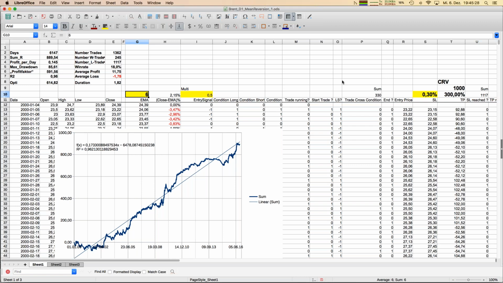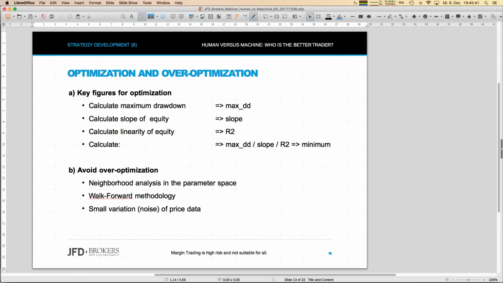So we are able to calculate equities, for example, here in Excel. And we have those key figures like my opti, and opti is exactly that equation I wrote down last. So we can do things in Excel, and we have to avoid over optimization. And there are three typical methods I use here, and one is called the so-called neighborhood analysis in the parameter space. Sounds really complicated, but it's quite easy.